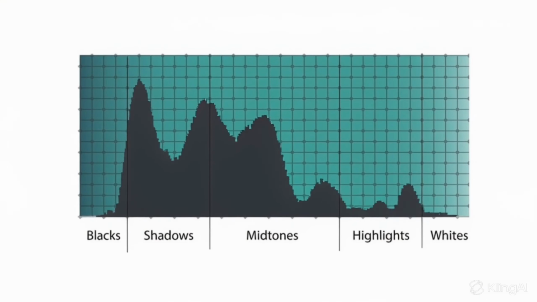A histogram is basically a graph that simply tells us how much darkness and brightness we have in this photo and how they are distributed.